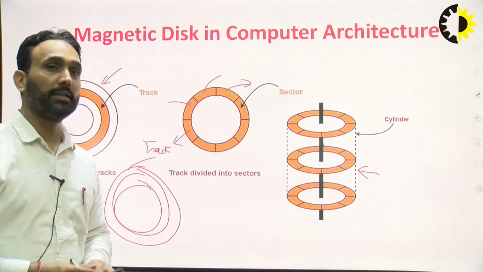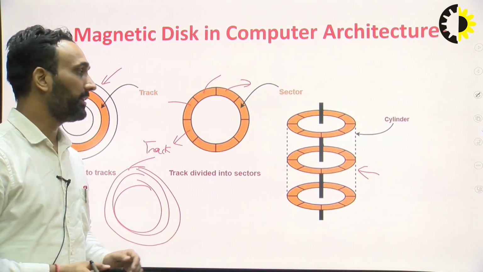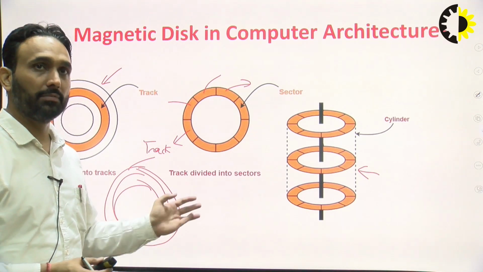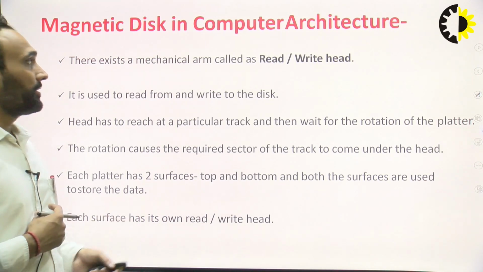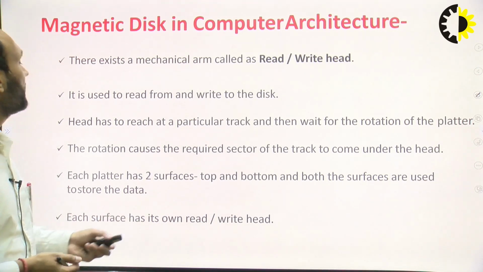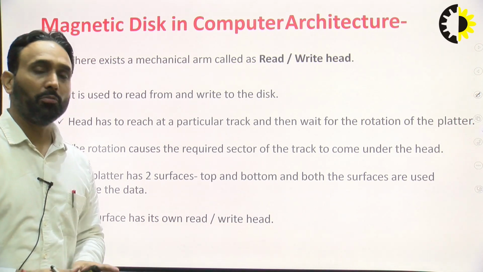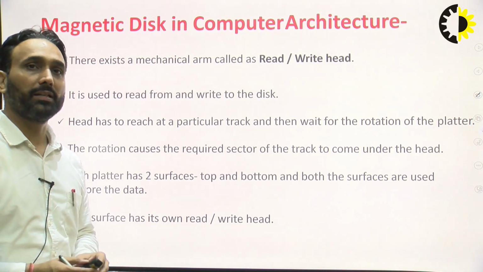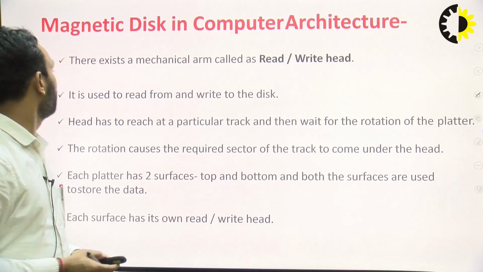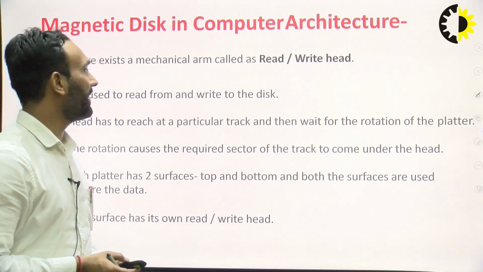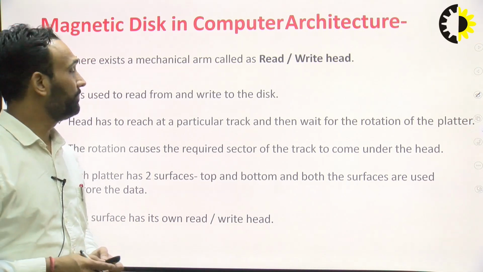So today our concern is the algorithm which is used by the operating system to read or write the data from these magnetic disks. What features does the magnetic disk architecture contain? There exists a mechanical arm called the read and write head. All the operations on a magnetic disk are done with the help of this mechanical arm, known as the read and write head. It is used to read from and write to the disk. It does both works, read and write, over the disk.